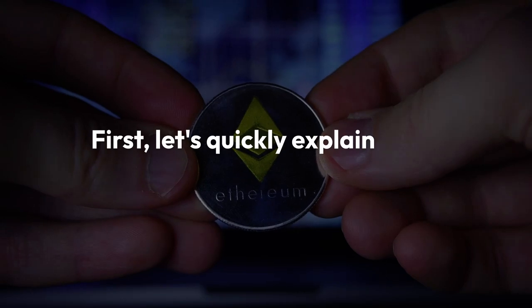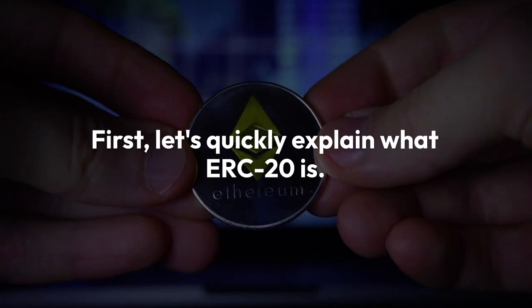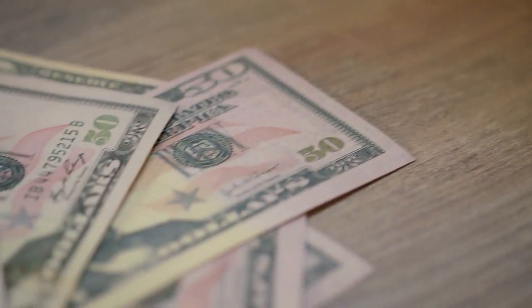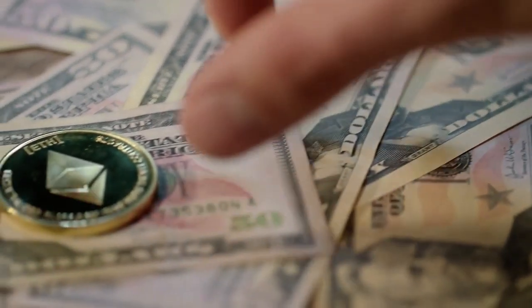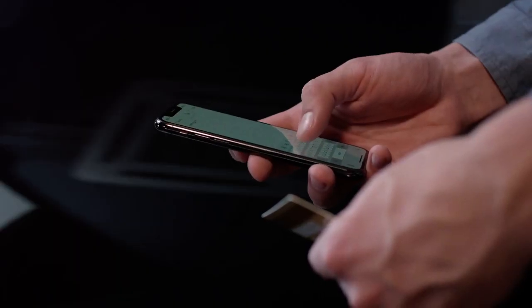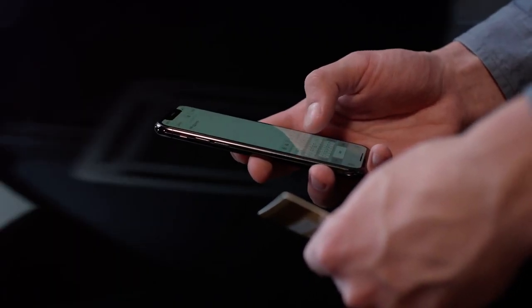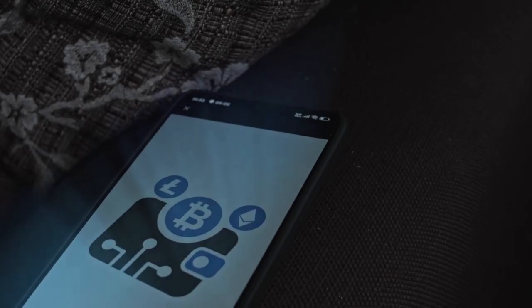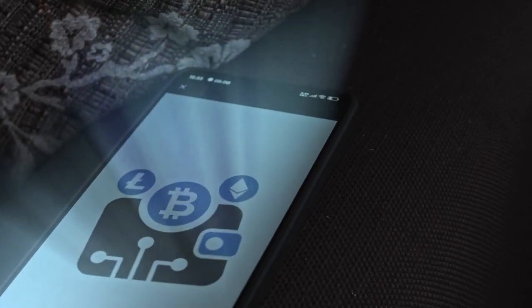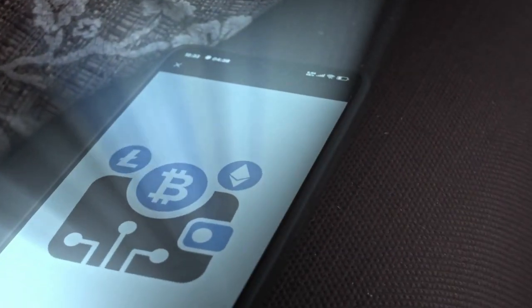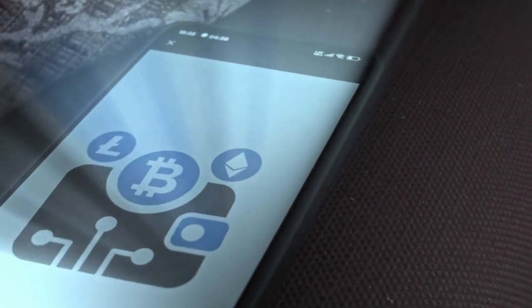First, let's quickly explain what ERC20 is. ERC20 is a technical standard for tokens on the Ethereum blockchain. It defines a common set of rules for all tokens, making them compatible with each other. This standard ensures that wallets, exchanges, and dApps can all interact with any ERC20 token in a predictable way.